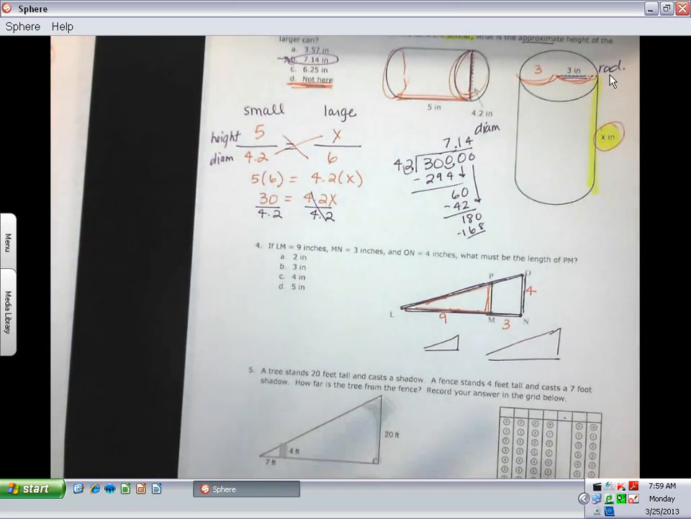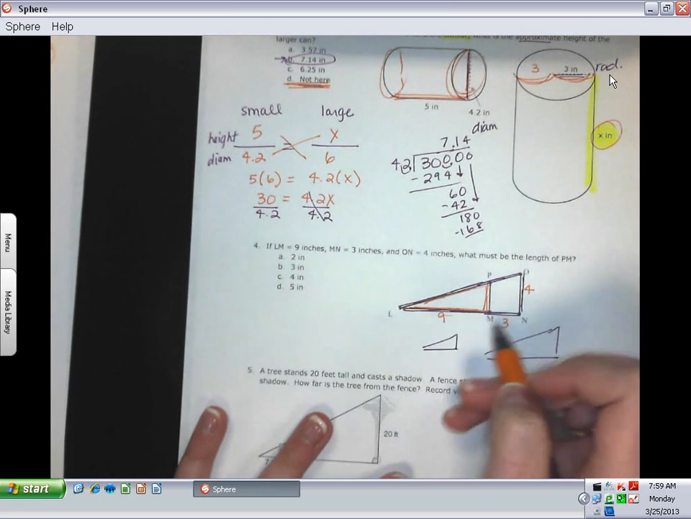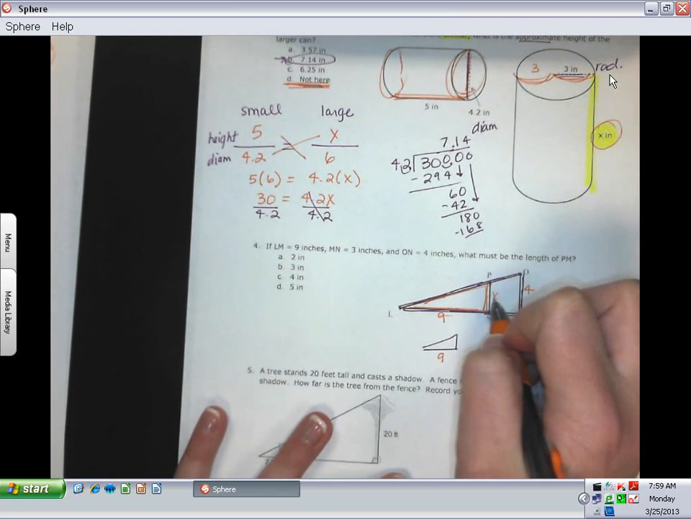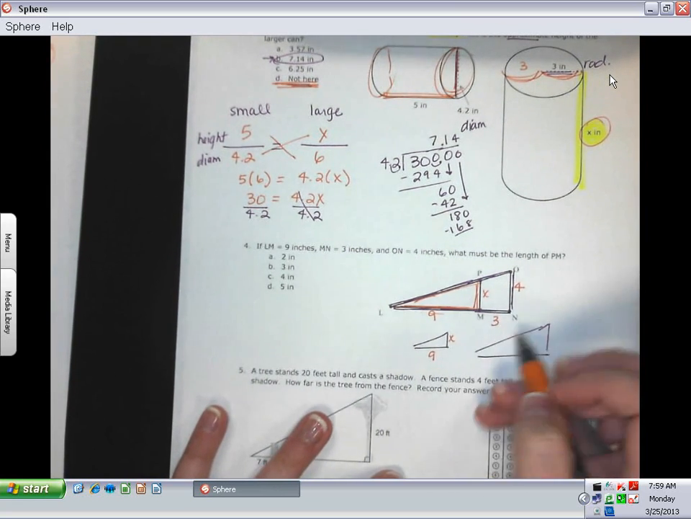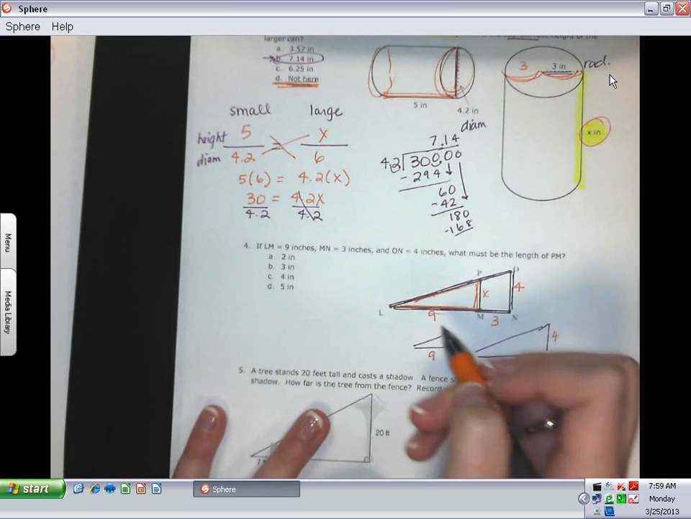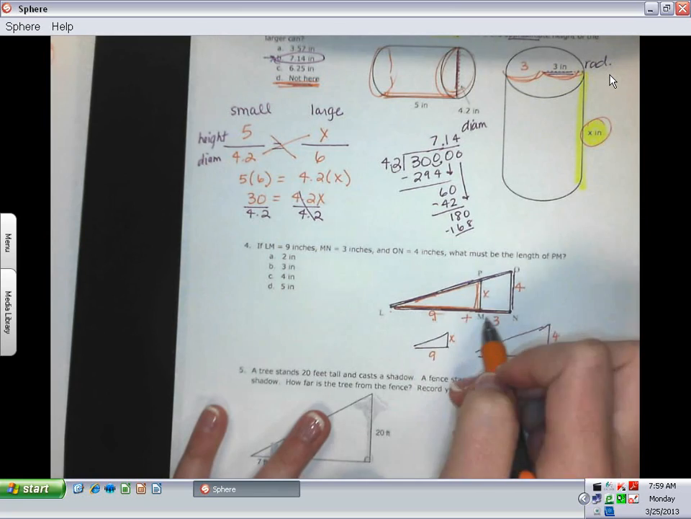So if I look at the small triangle, which is right here, I know it has a base of 9 and a height I don't know. That's PM, so I don't know that. But when I look at my big triangle, I know the height is 4. But the base of my big triangle is all the way across. It's 9 plus 3, which is 12.